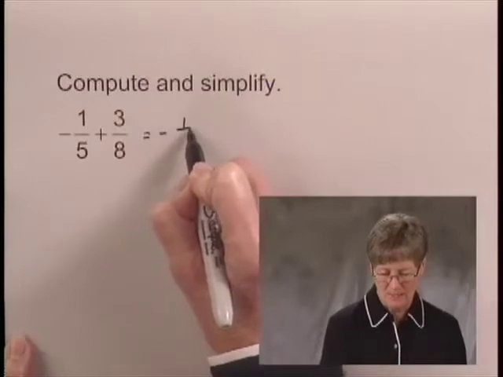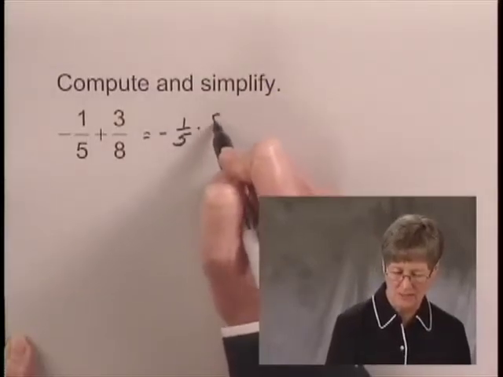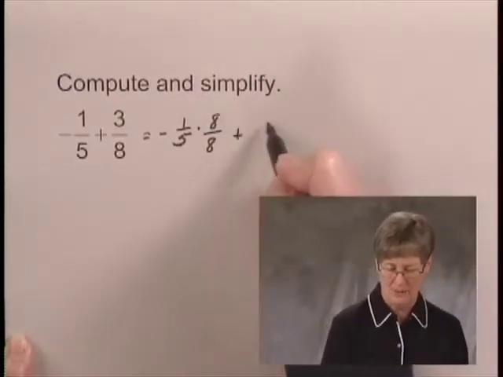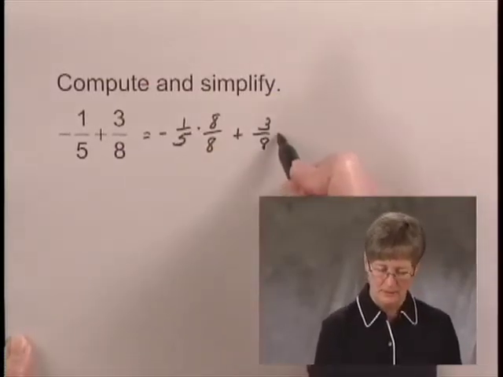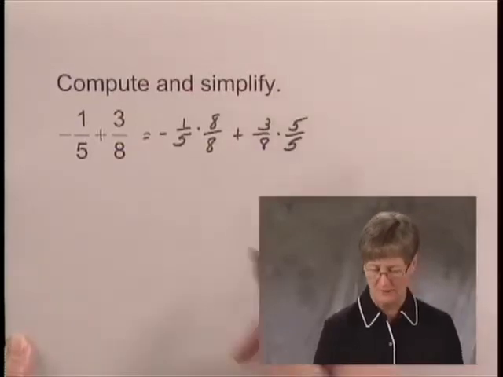So I want to write -1/5 with a denominator of 40, and I can do that by multiplying by 1 in the form of 8 over 8. And I also want to write 3/8 with a denominator of 40, and I can do that by multiplying by 1 in the form of 5 over 5.